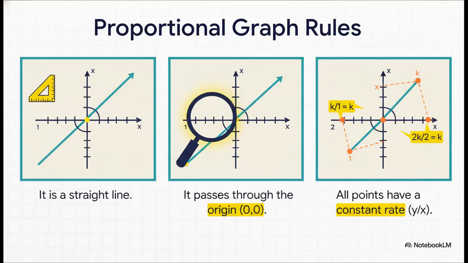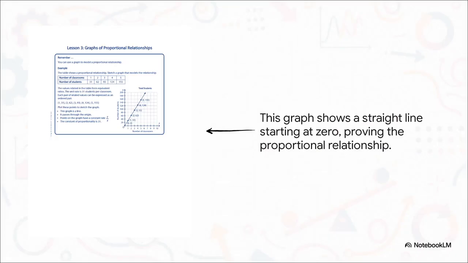But before we even look at the graph, there are 3 super simple rules to know. It's like a secret code for spotting these things. A proportional relationship will always be a perfectly straight line. It will always start at the very beginning, right at 0, 0. And every single point on that line will have the exact same ratio. And here are those rules in action. Just look at that graph. Is it a straight line? Yep. Does it start at the origin at 0, 0? You bet. It's like a perfectly straight, totally predictable ramp. For every 1 classroom we add, we go up by exactly 31 students. The picture confirms it perfectly. It's proportional.